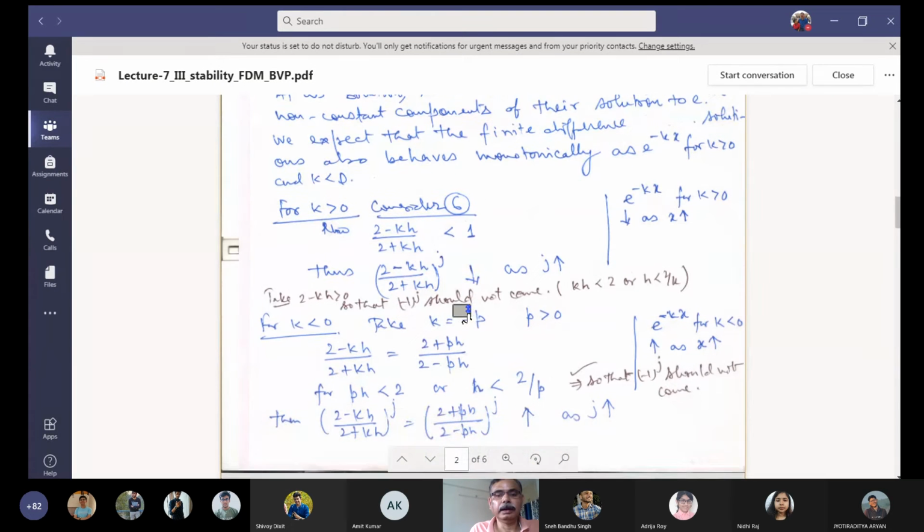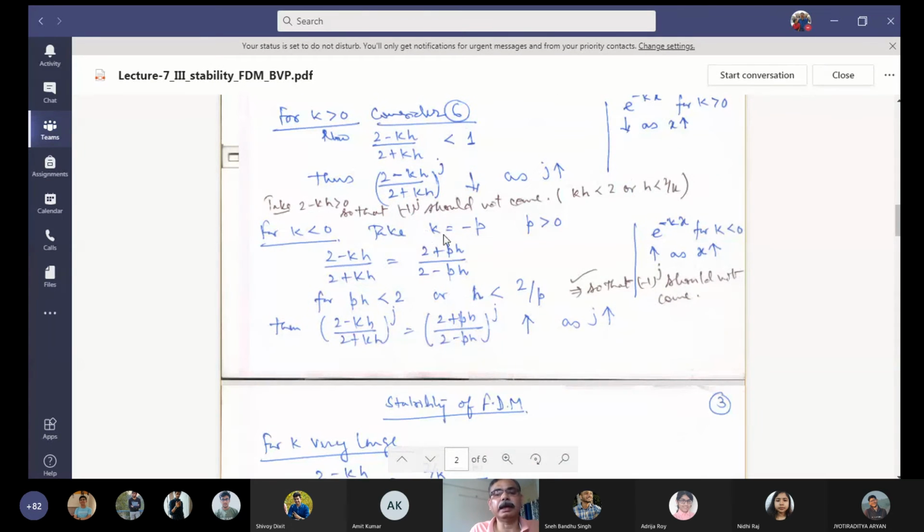Yes, sir. Next is if k is less than 0. Let us take k as minus p, and p is greater than 0. Rewrite it. So this (2 minus kh upon 2 plus kh) will be (2 plus ph upon 2 minus ph), where p is greater than 0. And again, we'll assume that ph is strictly less than 2 or h is less than 2 by p, so that minus 1 to power j is not going to come in the picture. Now, if we see e to power minus kx, the exact part, for k less than 0, this blows up as x goes to infinity.